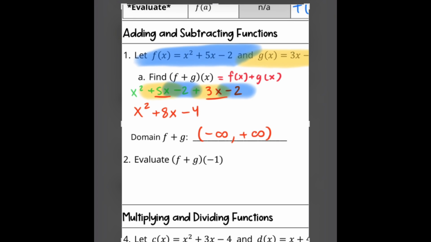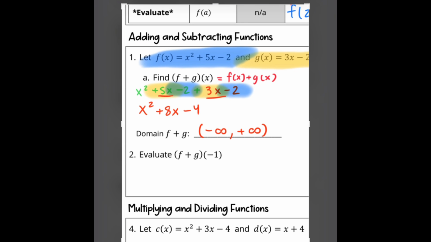Now we're going to evaluate f of x plus g of x of -1. That means we're going to be plugging -1 in for x. So we're going to take the function that we just came up with, and we're going to plug -1 into that function. So when we square -1, it becomes 1. That becomes -8, and that becomes -4. That's equal to 1 minus 8 is -7, minus 4 is -11.